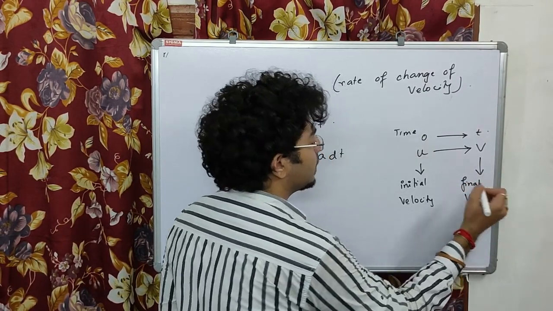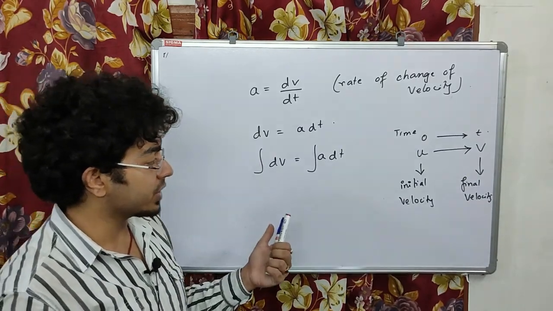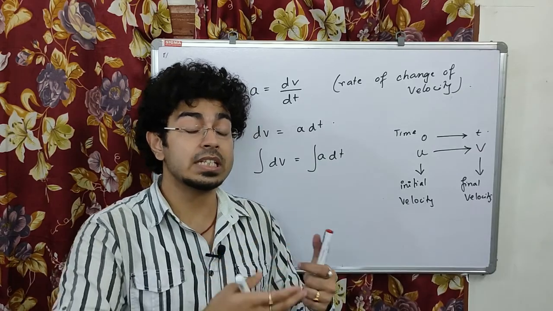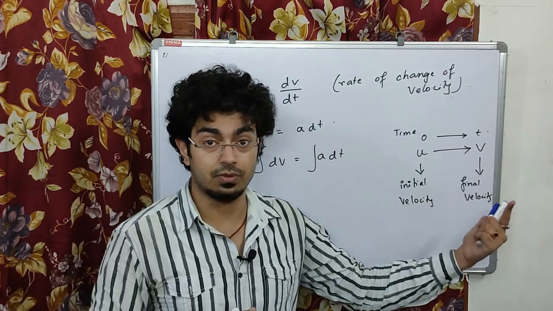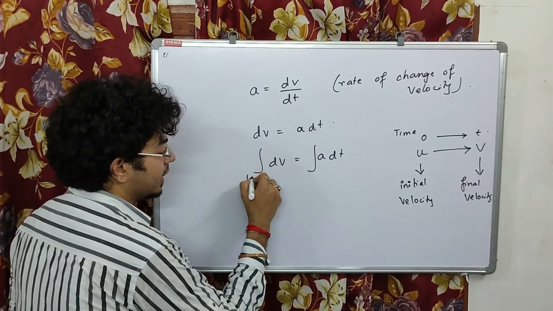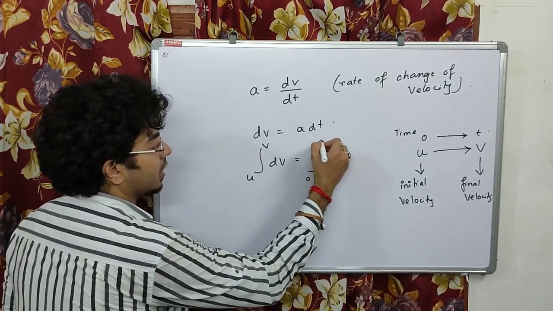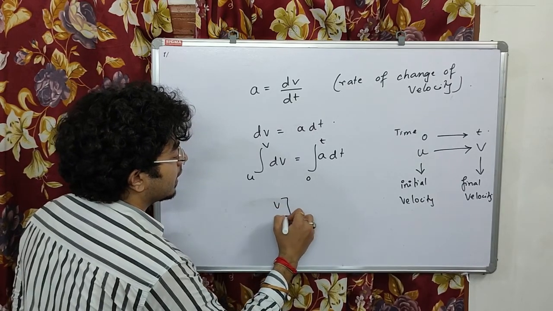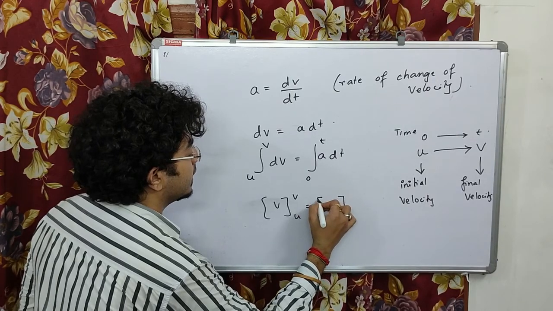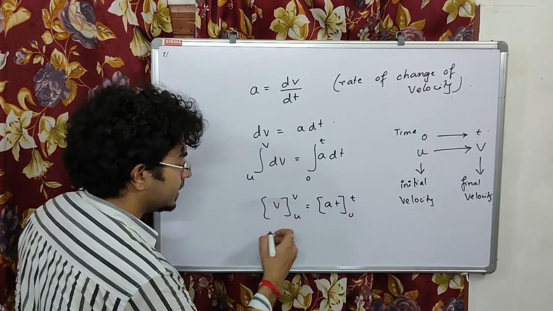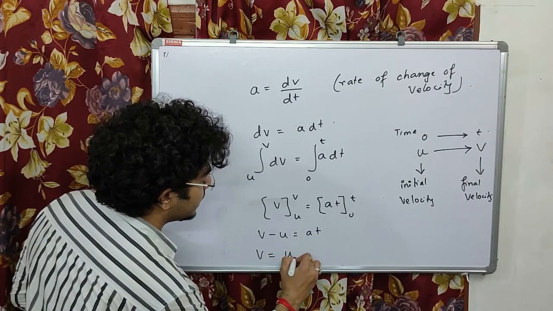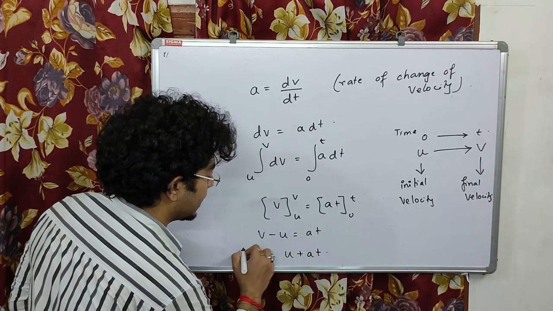So you got the idea of the thing. A body is moving with an acceleration from 0 second up to t seconds. Its velocity increases from initial velocity to final velocity. Now if we put this limit here, what we get? dv, we get here like at. Now putting the values, we get v minus u is equal to at. So ultimately we are getting v is equal to u plus at.